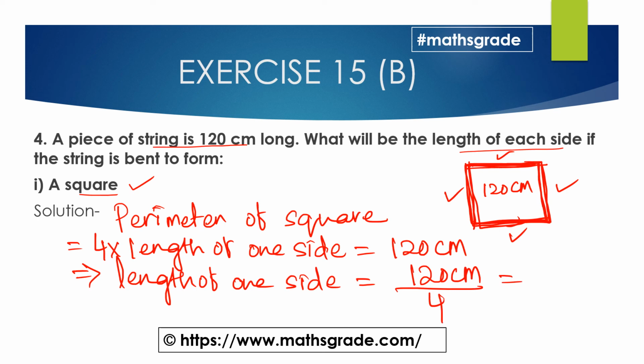Here 4 is multiplied on the left hand side. When we take 4 to the right hand side, it becomes division. This is called the transposing of the equation. So length of one side will be 120 centimeter divided by 4, which is equal to 30 centimeter. So the length of one side of the string that is bent to form a square is 30 centimeter.